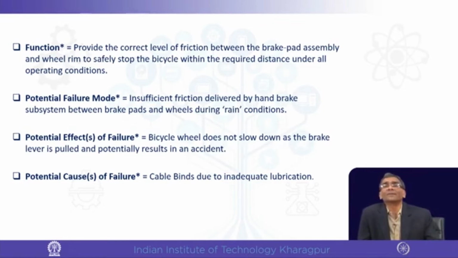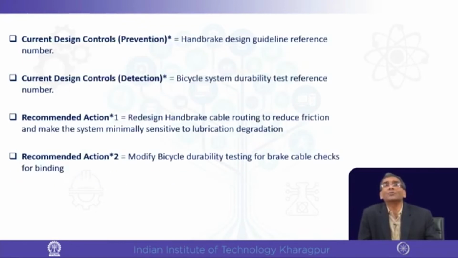Potential cause of failure: cable binds due to inadequate lubrication. Current design control prevention: handbrake design guidelines, with a reference number. Current design control detection: bicycle system durability test, with a reference number. Those are the reference numbers from which the detailed information will be put in. Now, recommended action. What is the recommended action? Exactly, we are talking about this. This is the heart and essence of FMEA. Redesign the handbrake cable routing to reduce friction and make the system minimally sensitive to lubrication degradation.